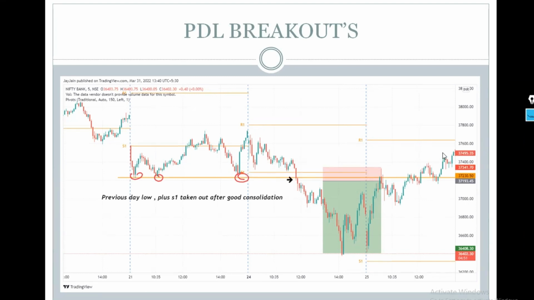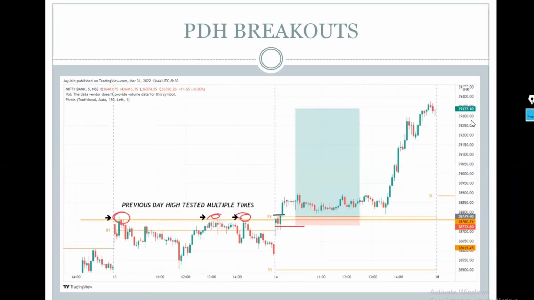Now, let's go and see some more examples. If you see over here, again, we are looking at a criteria where the previous day high is tested once, twice, thrice. Next day, see, this line is the previous day high, correct? Market opens over here, it breaks the previous day high, and then you see the strong momentum happening on the upside.